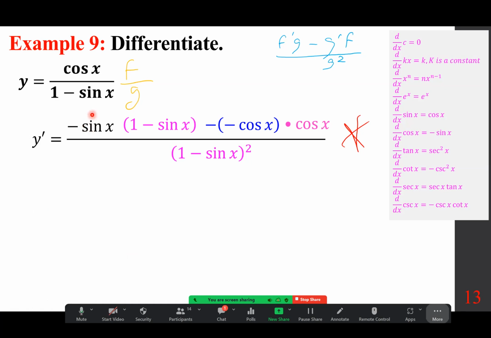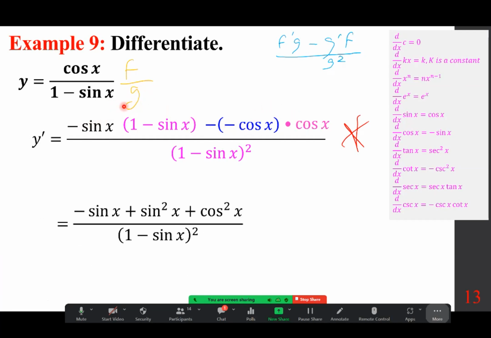So let's do that. So this is negative sine x. This is plus sine squared. This is plus cosine squared. So again, negative sine x plus sine squared plus cosine squared. Needless to say, we know that sine squared and cosine squared add up to 1. And I'm going to rewrite this. I want to make sure that you see what happens in the numerator. In the numerator, we have 1 minus sine x, everybody, or minus sine x plus 1.